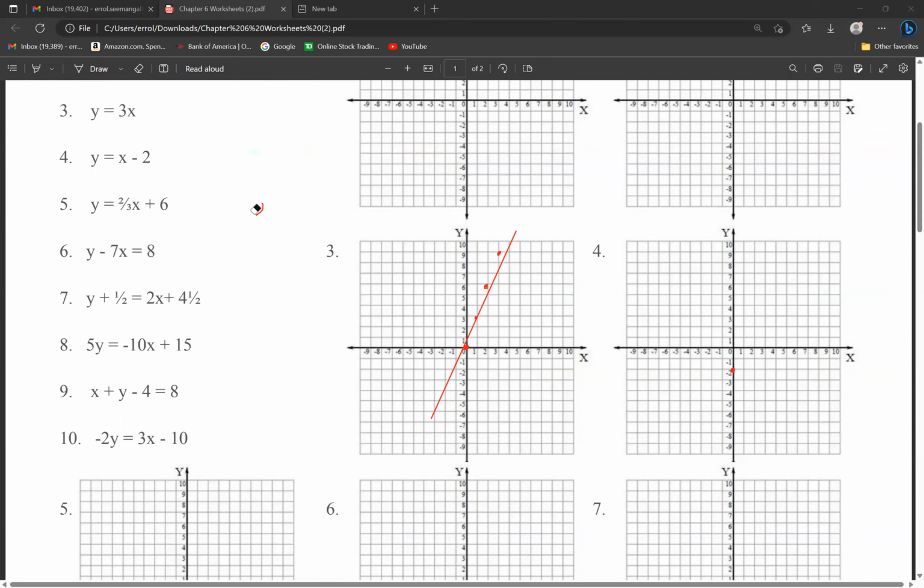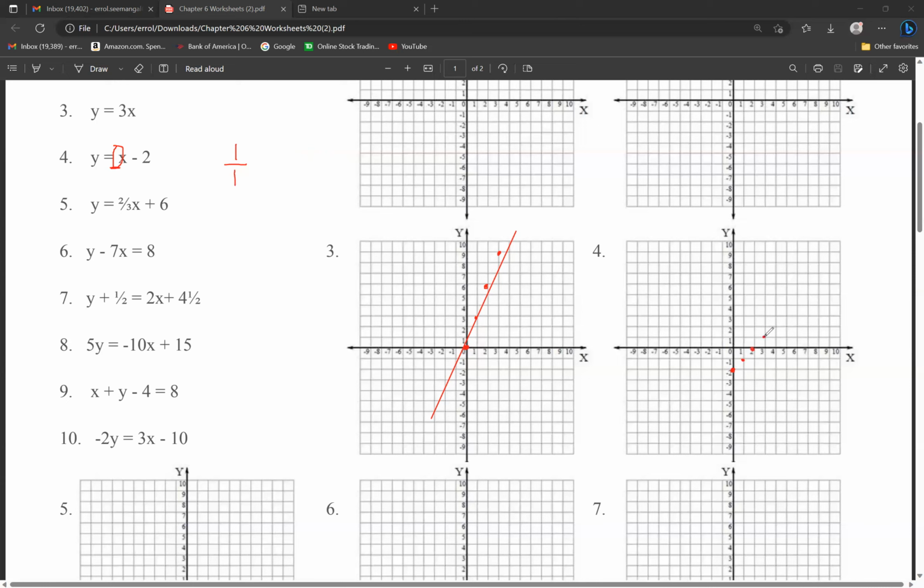Is it 3 up? No, 1 up. Yep, 1 up. What's the slope right here? What's the coefficient right here? What number is right here? 1. So 1 is the same thing as 1 over 1, right? So we go up 1 and 1 to the right.